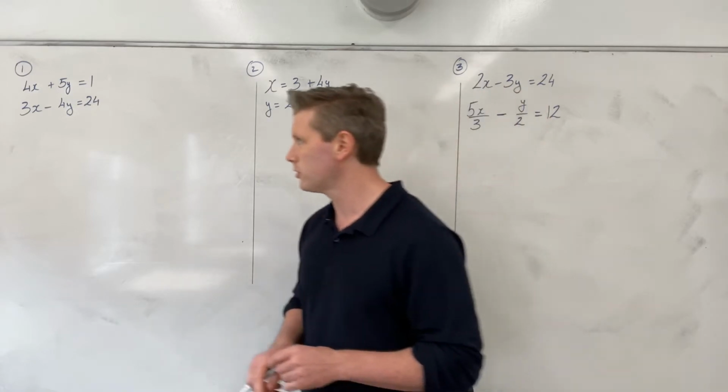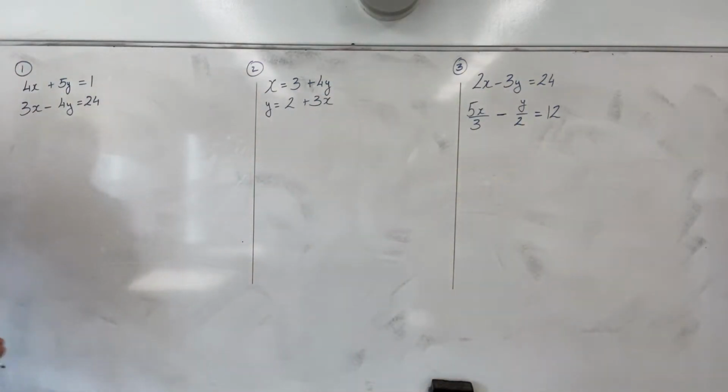Okay, so question number 1, I have 4x plus 5y is equal to 1, and 3x minus 4y is equal to 24. So I want to cancel one of the variables, either x or y. I will choose to cancel my x. I have here 4x and I have here 3x. So in order to have the coefficients on my x term be equal, I'm going to multiply my first equation here by 3 and my second equation by 4.